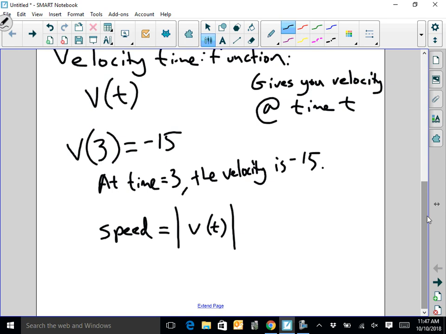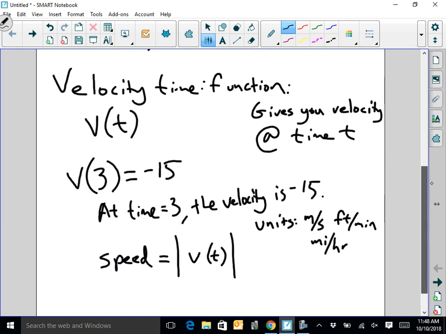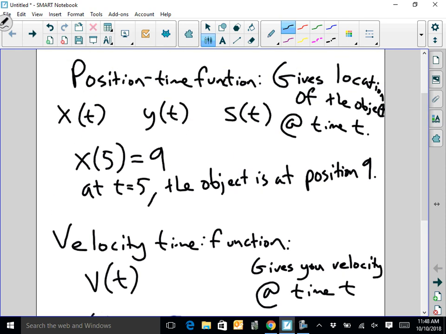Oh, by the way, units on here. Units might be meters per second. It could be feet per minute. It could be miles per hour. Any distance unit divided by any time unit. Go back and add units to your position time. Units could be meters, feet, miles, yards, whatever is a distance unit.